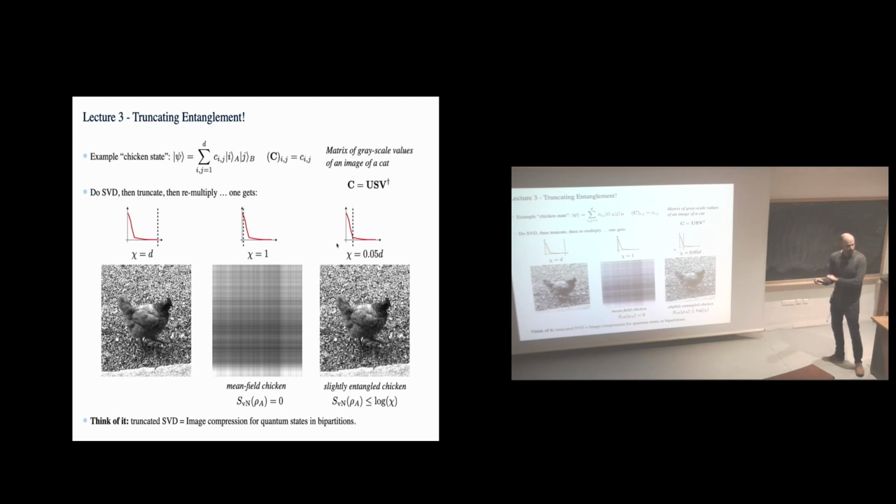So this is like a slightly entangled chicken, in a way: I only keep states where there's a little bit of entanglement in it. One fun fact is that this is actually a pretty hard picture. Usually one gets away with 1 or 2%, but for this chicken I needed 5%. There's a surprising amount of structure in that picture. I guess it's because of all of this background.